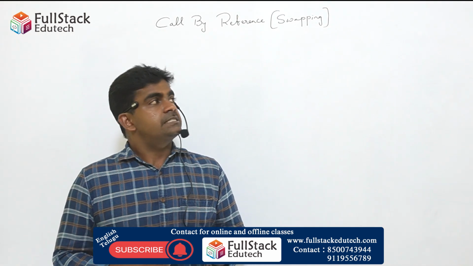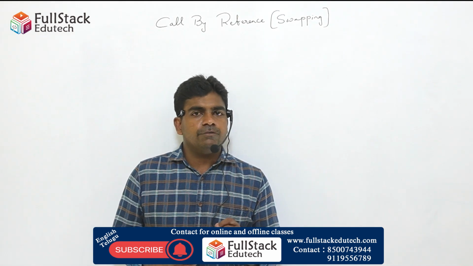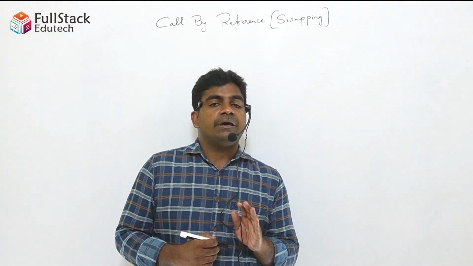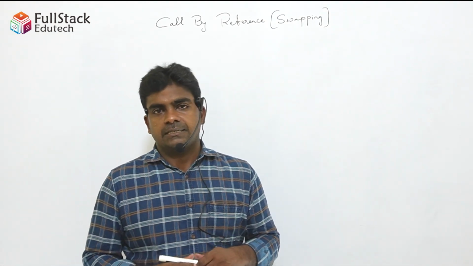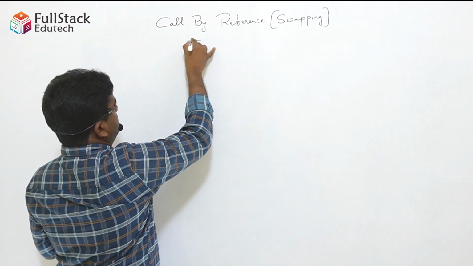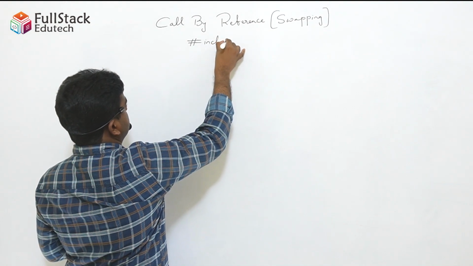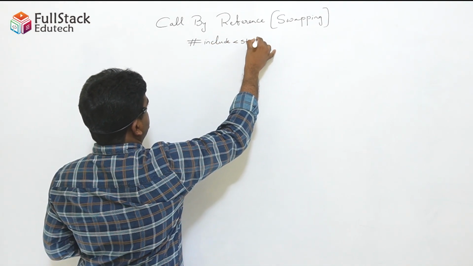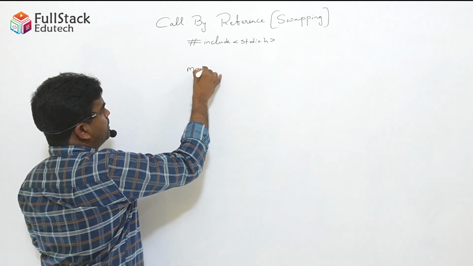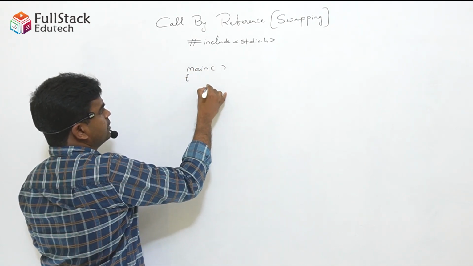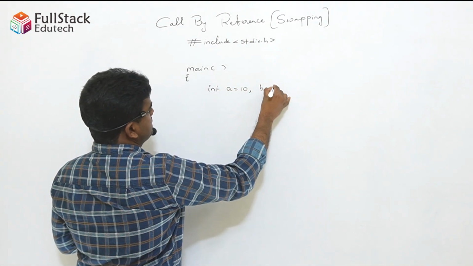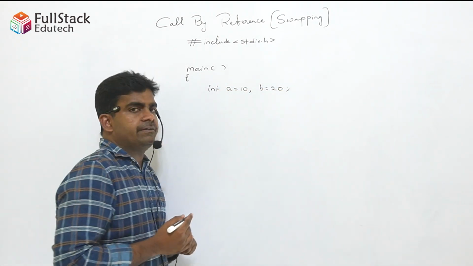Hi everyone. In this example, I want to give one more video about call by reference, that is performing the swapping operation. Suppose execution starts from the main function. Here it is #include <stdio.h>. Inside the main function, I am taking two variables. One is a with the value 10. The second one is b with the value 20.